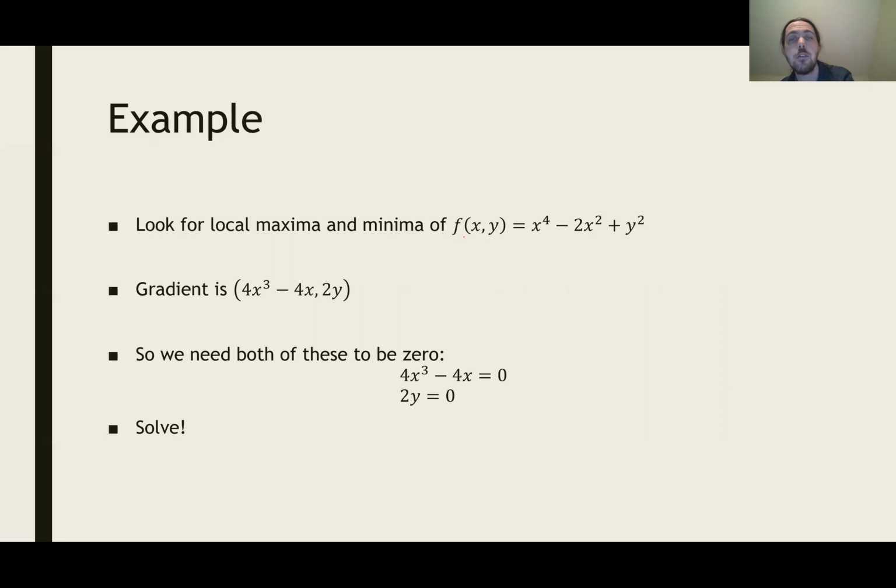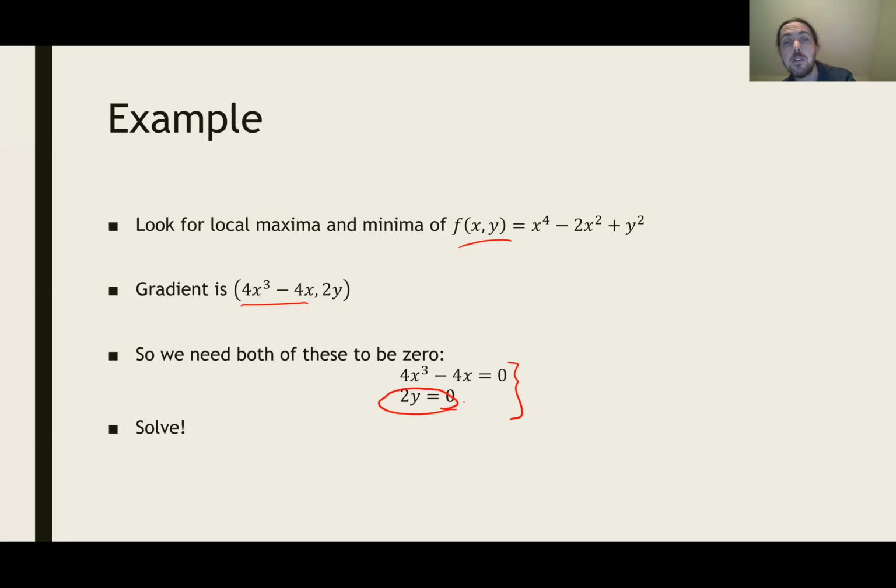So for example, here's a function of two variables. f of x, y is x to the fourth minus 2x squared plus y squared. Here's its gradient vector. The x partial derivative is 4x cubed minus 4x, and the y partial derivative is 2y. So to be at a critical point, to have a local max or a local min, we'd need both of those partial derivatives to be equal to 0, not just adding them together or anything like that.